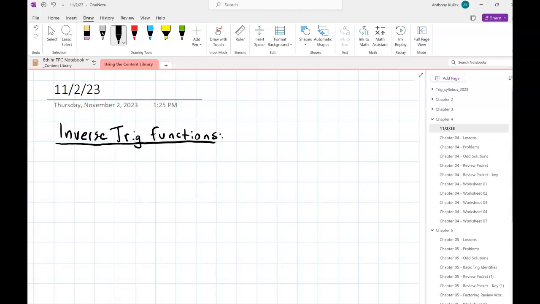All right. So in chapter 4, we're going to be talking about the inverse trig functions and kind of how to use them. Before we start talking about specifically inverse trig functions, let's talk about inverse functions again, right? We did this in chapter 1, right? What do you guys remember about how inverse functions work?